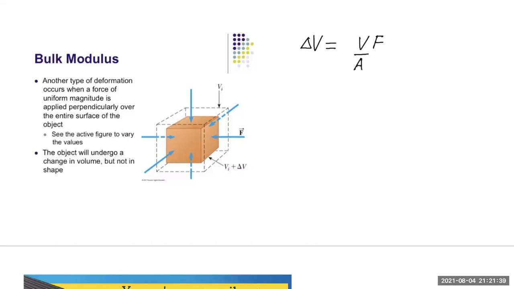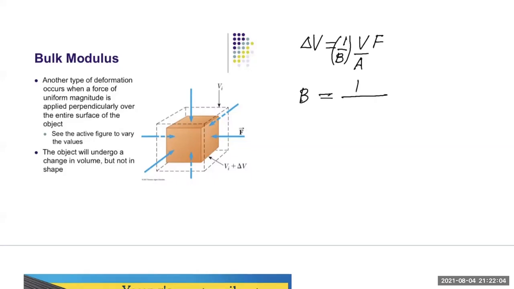Following the same logic, we're going to add a constant in front of it. That constant will be 1 over a modulus here, and the greater this modulus, the smaller this overall constant in the parentheses, and therefore the less the deformation, therefore the stronger the material. This constant is called the bulk modulus, B. So we solve for B. B is then equal to F over A divided by delta V over V.